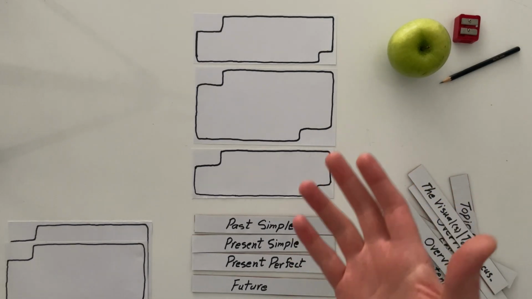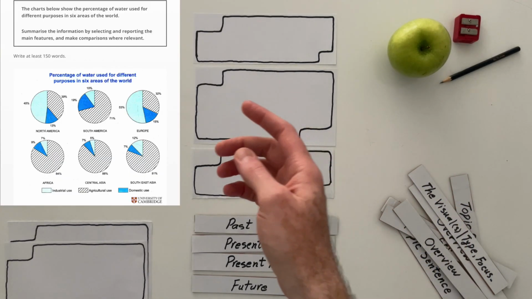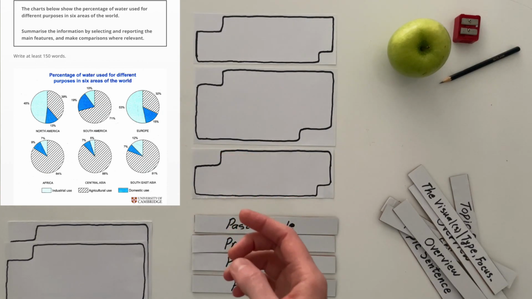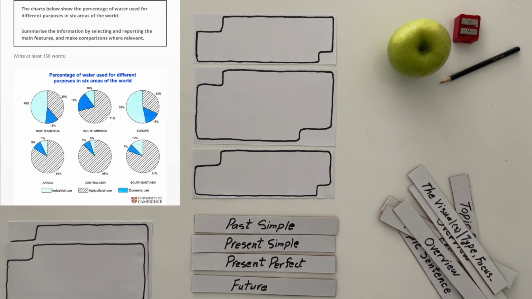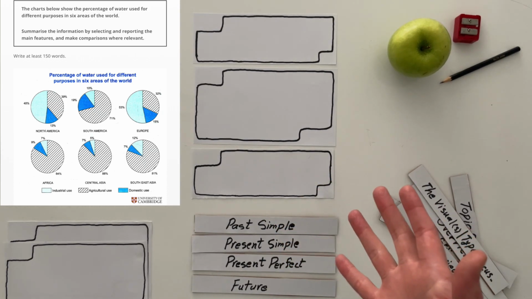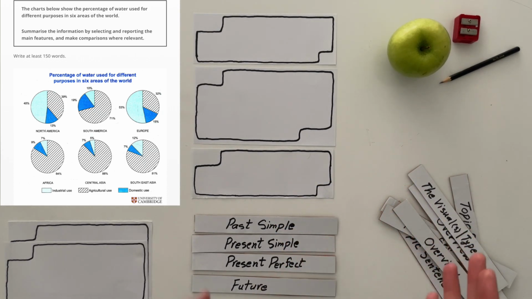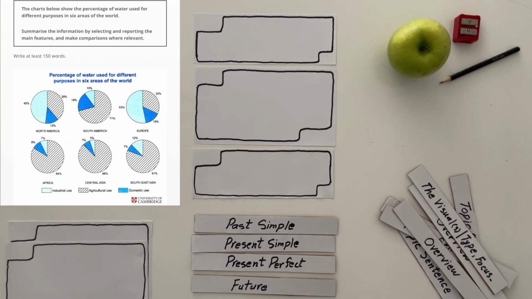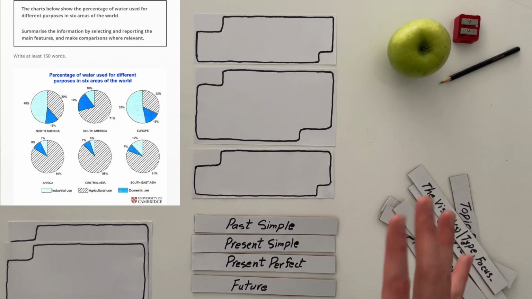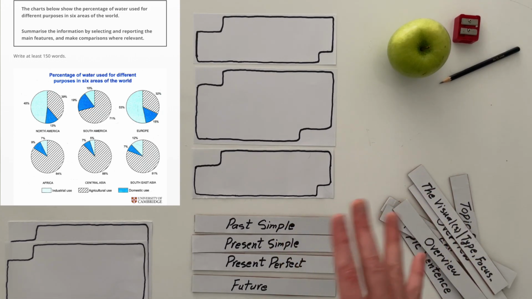Today we are going to plan for a report. The prompt and the visuals, in this case, are telling us that the charts below show the percentage of water used for different purposes in 6 areas of the world. And the very first thing that catches my eye right now is that it says 6 areas.